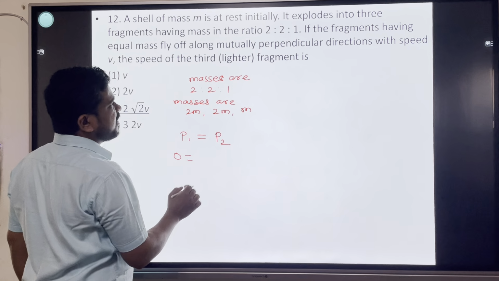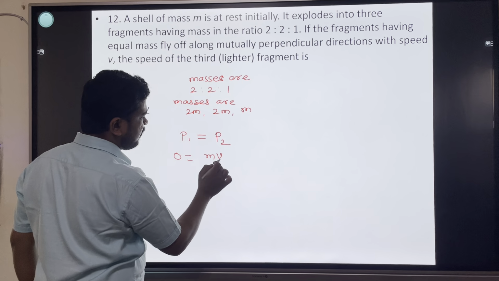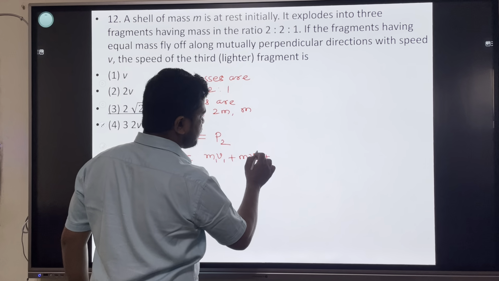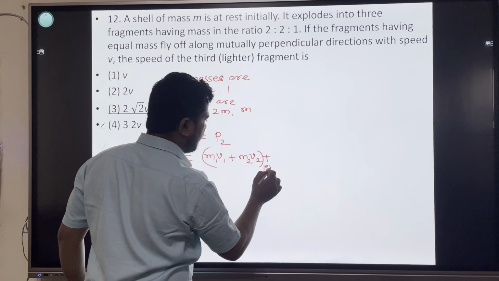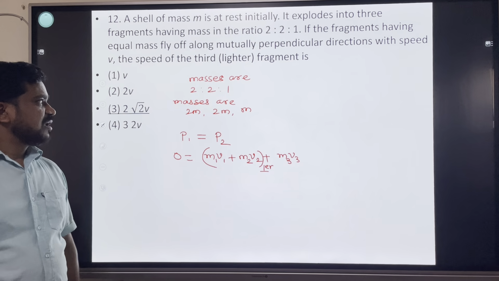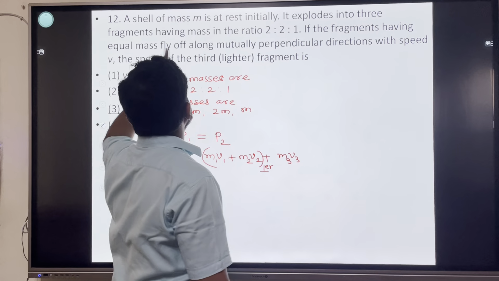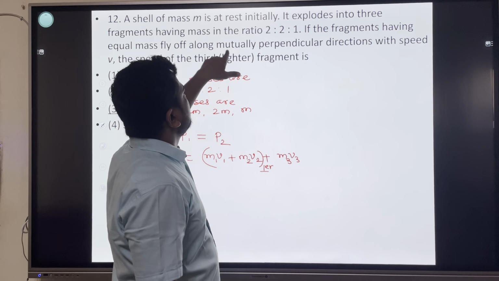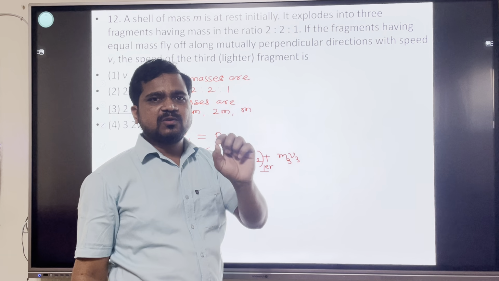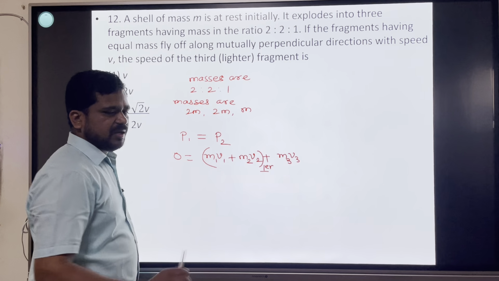Final momentum है, final momentum में लिखेंगे mass into velocity, m1 v1, plus m2v2, ये दोनों परपेंडिकुलर डायरेक्शन में है, प्लस मास इनटू वेलोसिटी m3v3. Two equal masses particle, if the fragments having equal masses fly along the mutually perpendicular direction, जिन दोनों पार्टिकल का मास सेम है वो दोनों म्यूचुअल परपेंडिकुलर डायरेक्शन में भाग रहे हैं. m1 and m2 are moving perpendicular to each other.